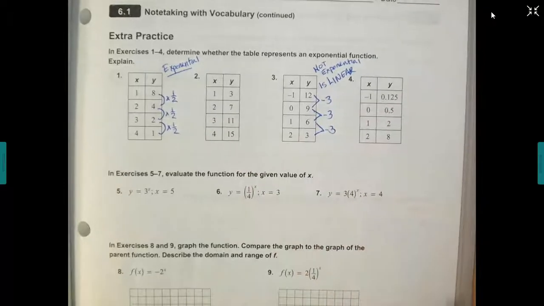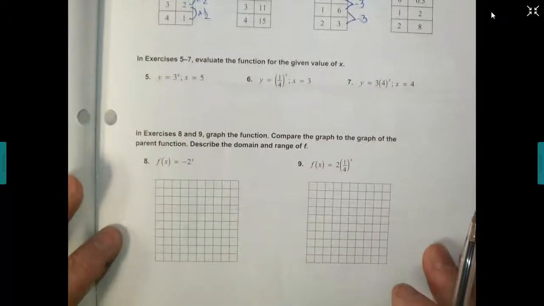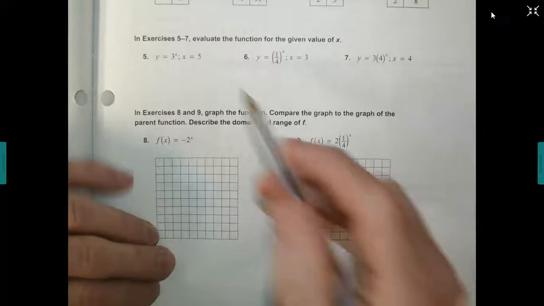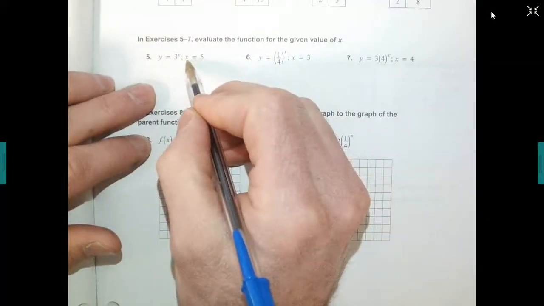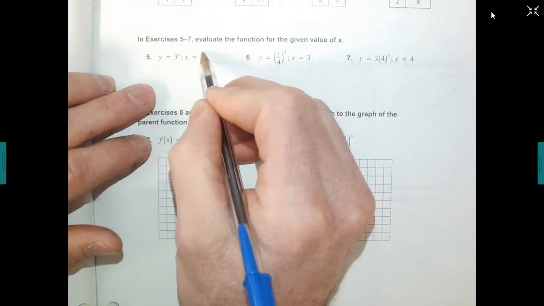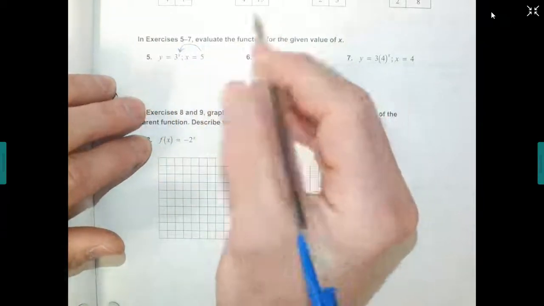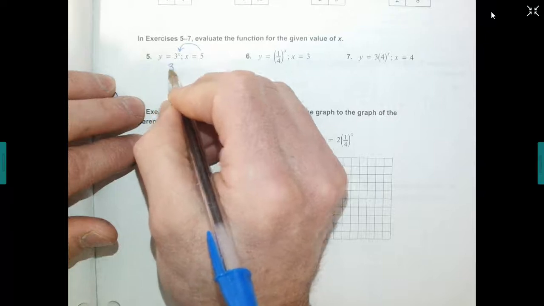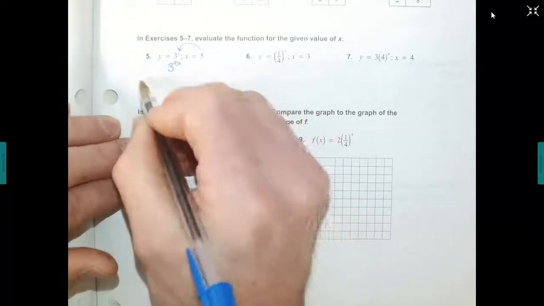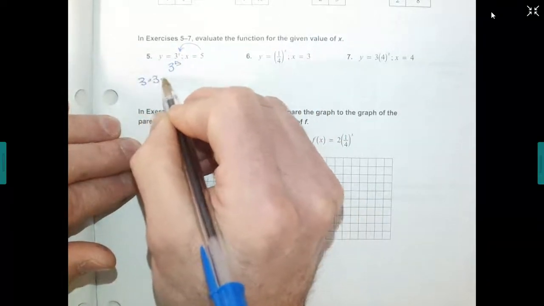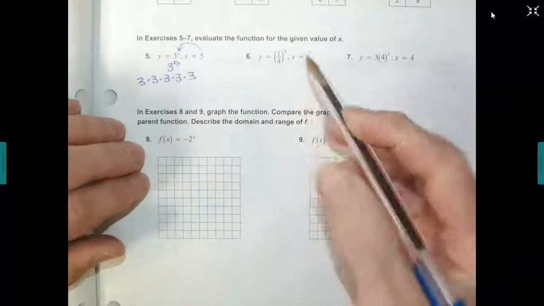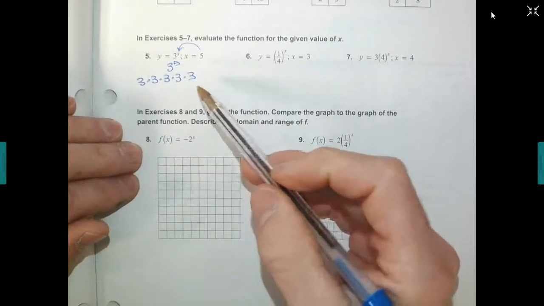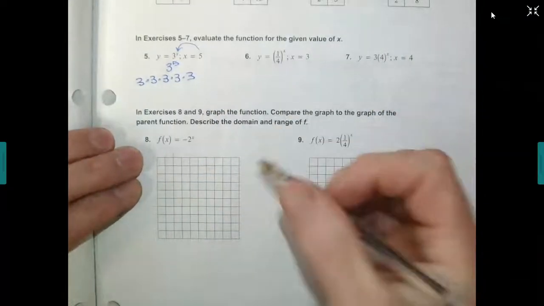All right, give 2 and 4 a try and see what you get. All right, evaluate the function for the given value of x. So our x value is 5, so we have to plug that in wherever there's an x. So we have 3 to the 5th. That's 3 times 3 times 3 times 3 times 3. I always like it when you write it down until I am guaranteed that you have an understanding of exponents.